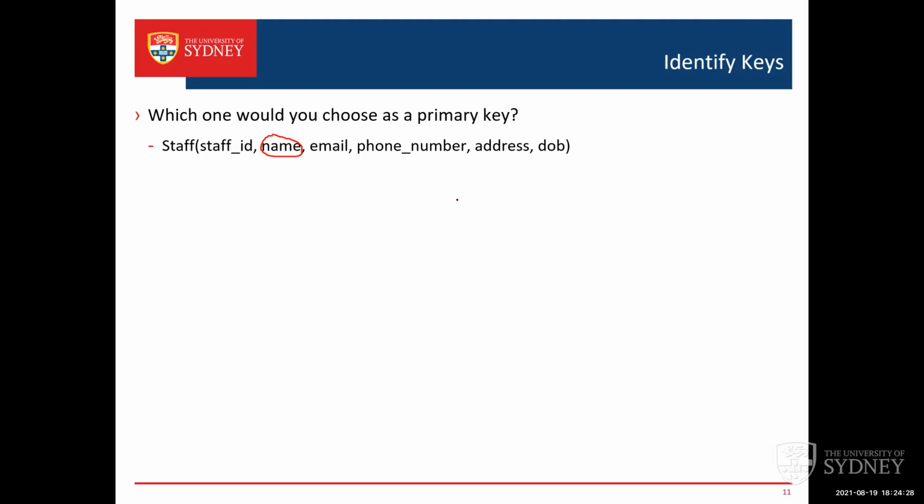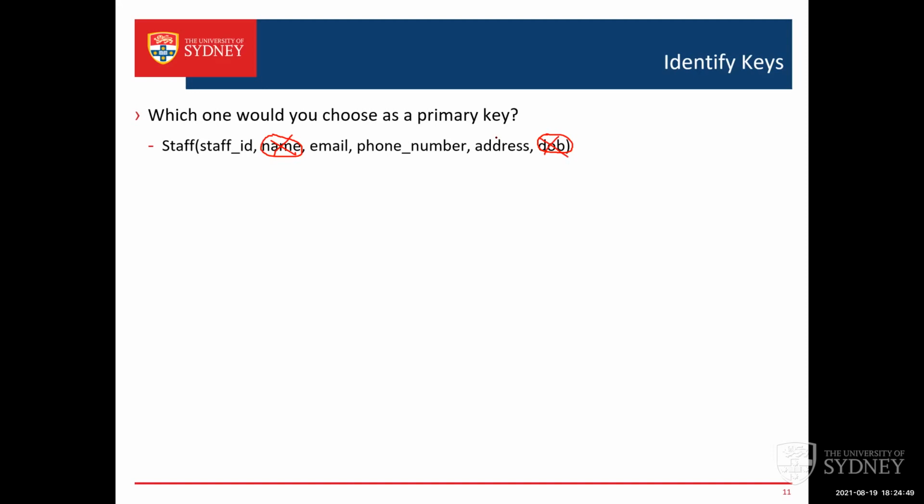No, because two persons can have the same name. What about date of birth? Can date of birth be a candidate key? Name cannot be a candidate key. What about date of birth? No, two persons can have the same date of birth. So knowing the date of birth, we will not be able to identify a person uniquely.